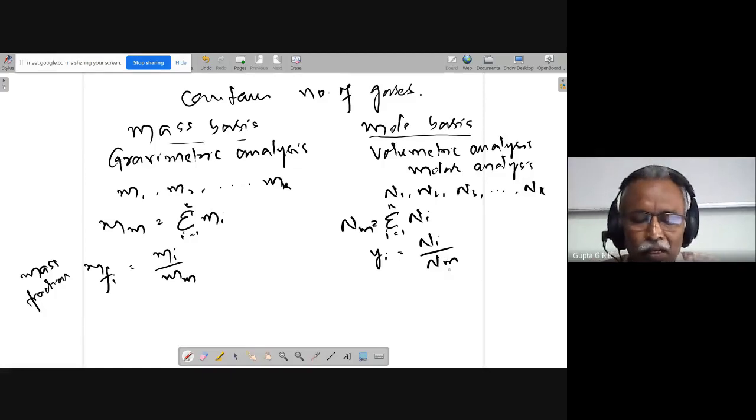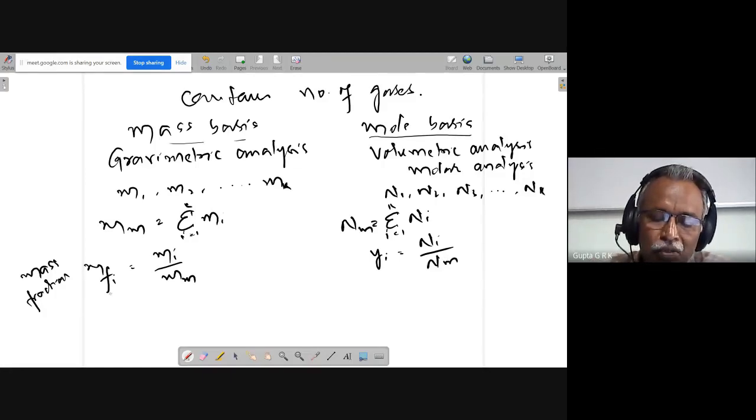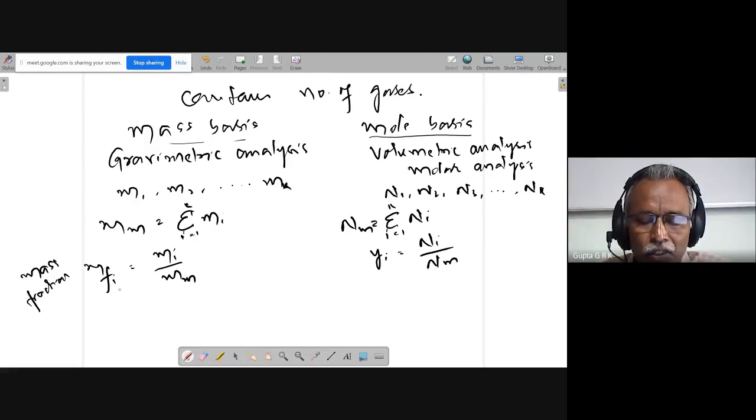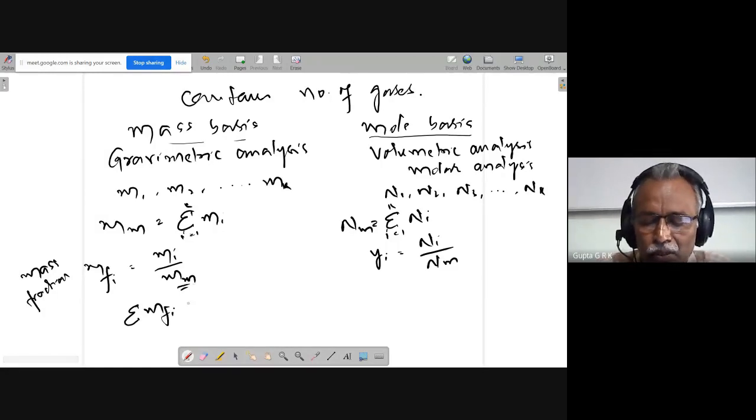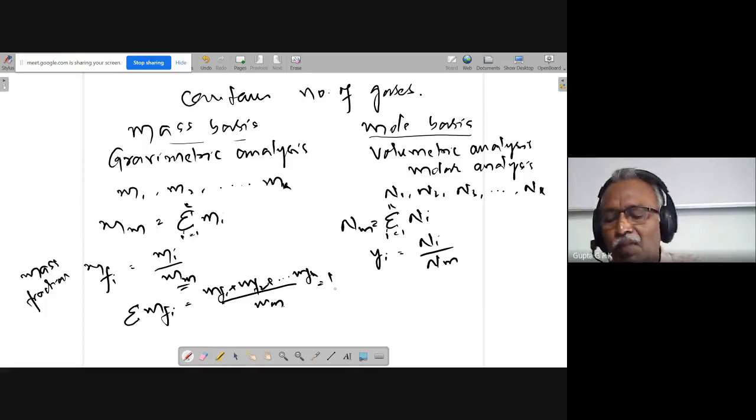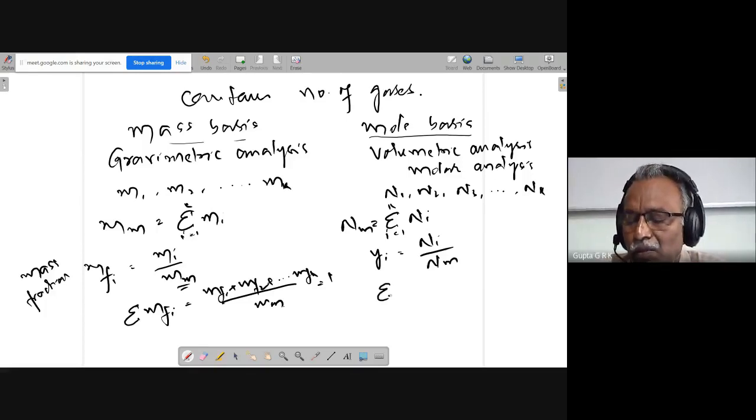So if mf1, mf2, mf3 are the mass fractions of each component, and if I take sigma mfi, so mm is constant. So this is mf1 plus mf2 plus etc. mfk, and so this total will be equal to 1. Similarly, sigma yi, that is all fractions together, it becomes 1.